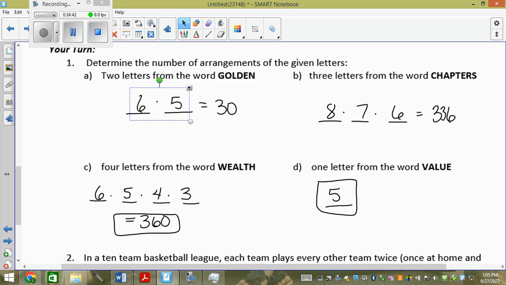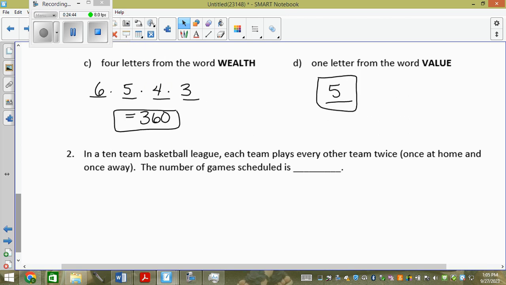The next one says, in a 10-team basketball league, each team plays every other team twice, 1 home and 1 away. So there's 2 teams playing at a time, right? So I do 2 blanks. We agree? How many teams can be in the home team? 10. How many can be in the away? Some people tell me 10. That is the craziest basketball game. You're playing yourself. 9.